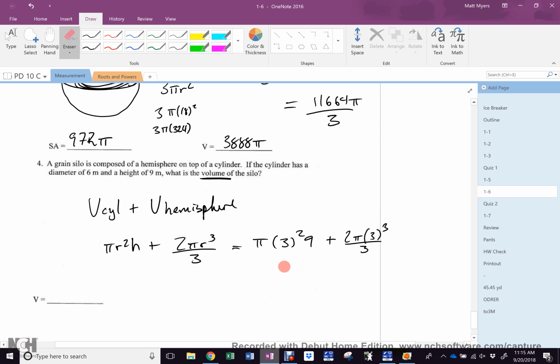No, what am I doing? It's 81 pi plus 3 cubed is 27 times 2 is 54 pi. 54 divided by 3 is 18 pi. So the total is 99 pi, which is 101.99 pies. Right?